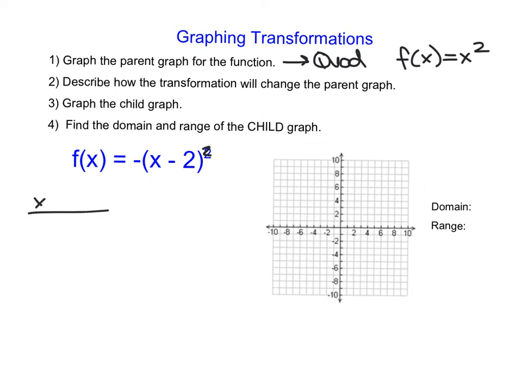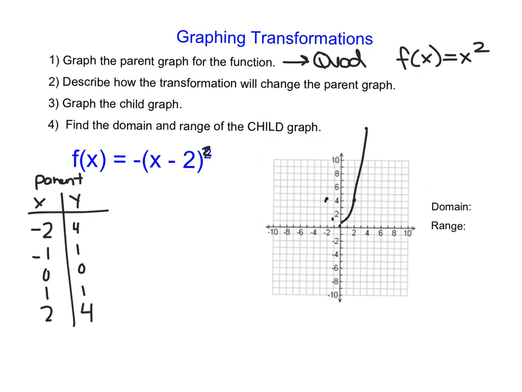So we refer back to our notes here and we look at the parent function: the x's are -2 to 2, and then the y's go 4, 1, 0, 1, 4. So if we graph that, we have (-2, 4), (-1, 1), (0, 0). So there we go. There we have our U-shaped parent graph in the mix. So we can now compare our child graph to our parent graph.